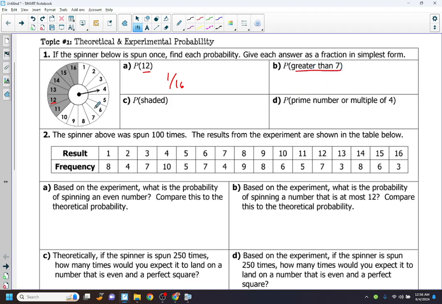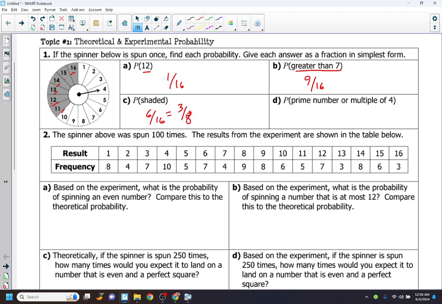Greater than 7. Remember, greater than 7 does not include 7. So that's going to be 8, 9, 10, 11, 12, 13, 14, 15, 16. Count that up, you should get 9. So 9 out of 16. Now the probability of it getting shaded. The shaded is 16, 15, 14, 13, 12, and 11. So in this case, it is 6 over 16, which is 3 over 8.